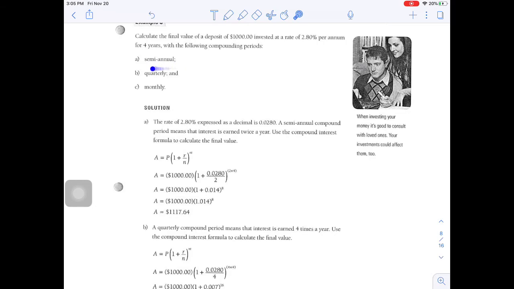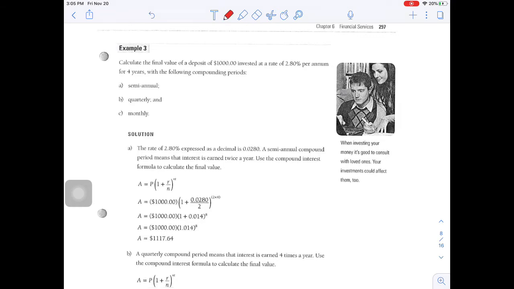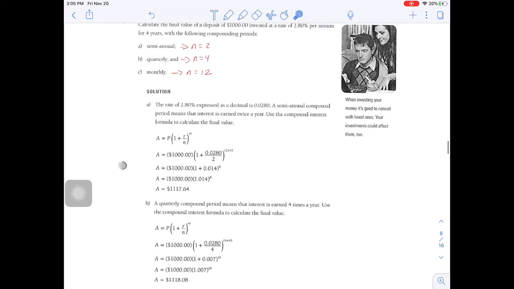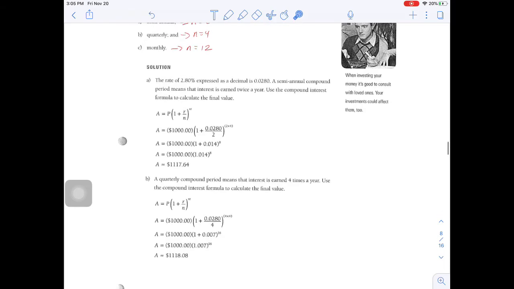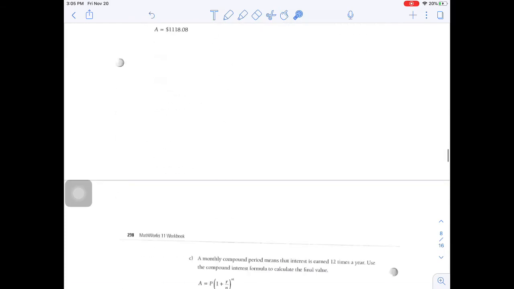So semi-annual, let's see if there's examples up here. There's not. So semi-annual means N equals 2. Quarterly means N equals 4, and monthly means N equals 12. So you can see some examples written down below. So this thing was semi-annual, so see how N is now 2? That's because you get money back every half a year. So you split a year into 2. Okay? So just recognize that. Your end value changes depending on how it's compounded.